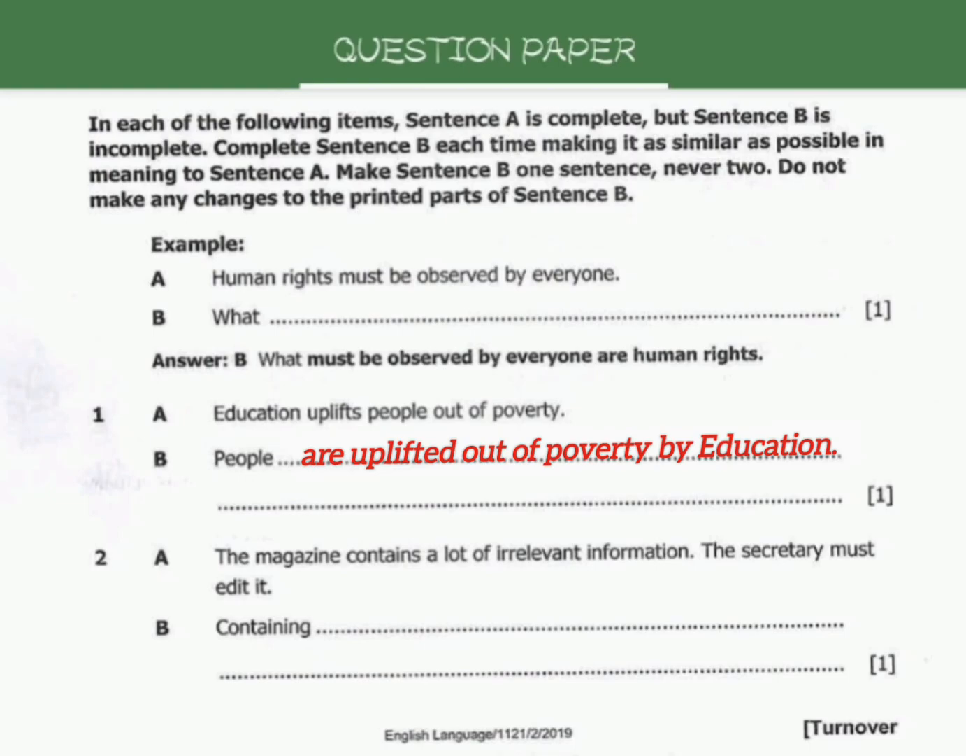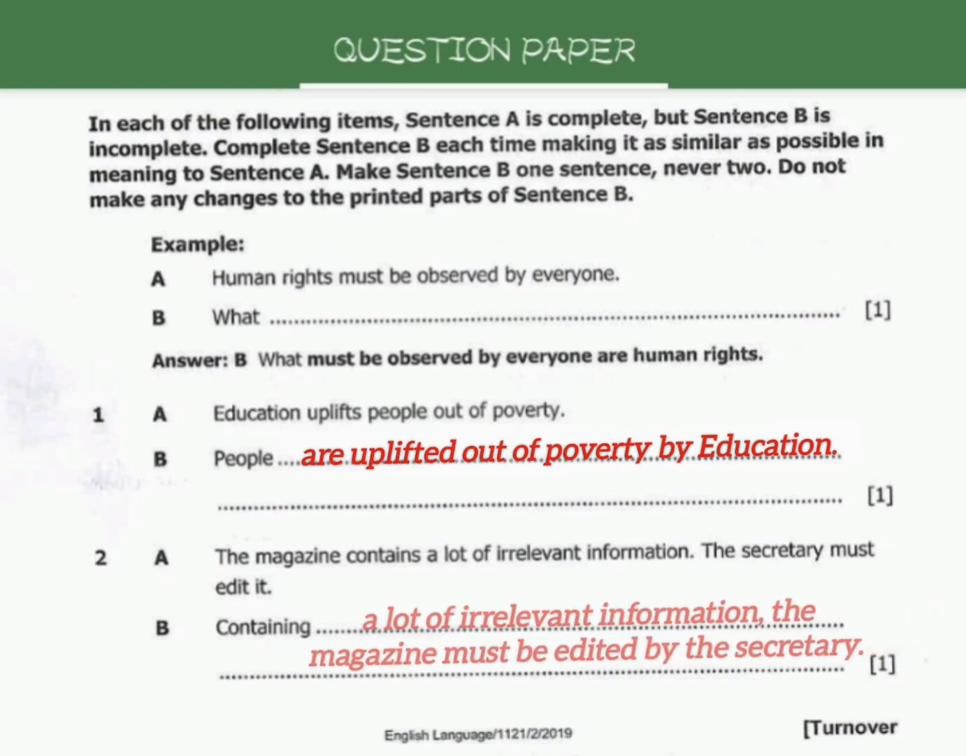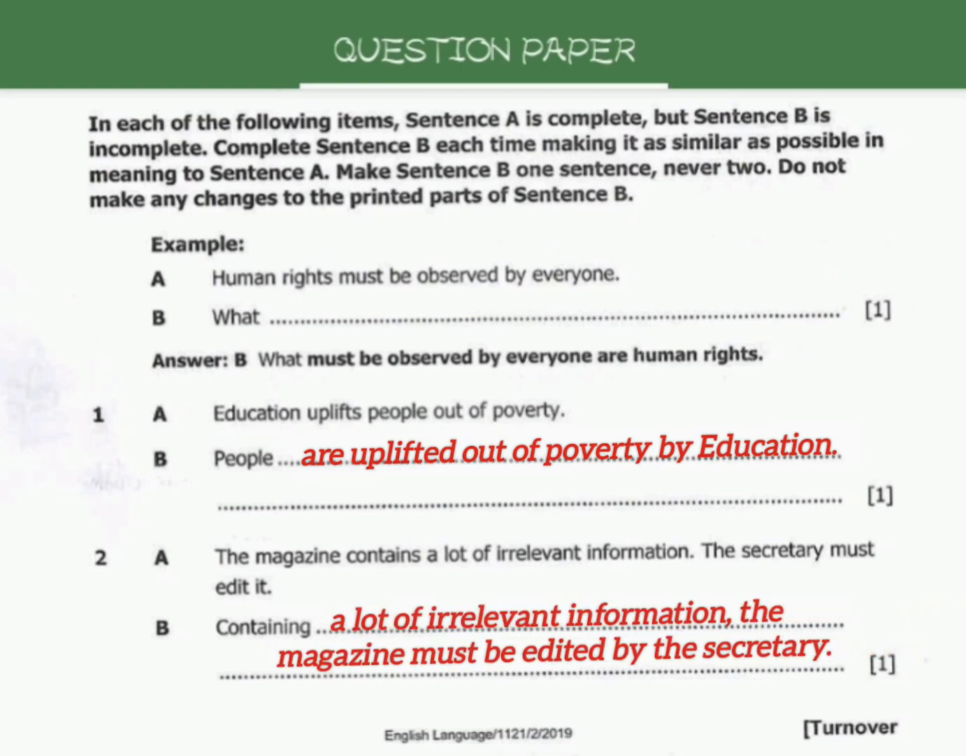As for question 2, the magazine contains a lot of irrelevant information. The secretary must edit it. Then as for B, containing, so this one is the present continuous tense. So I'm going to say, containing a lot of irrelevant information. Now, what contains irrelevant information? It is the magazine. So, containing a lot of irrelevant information, then you need to put a comma.